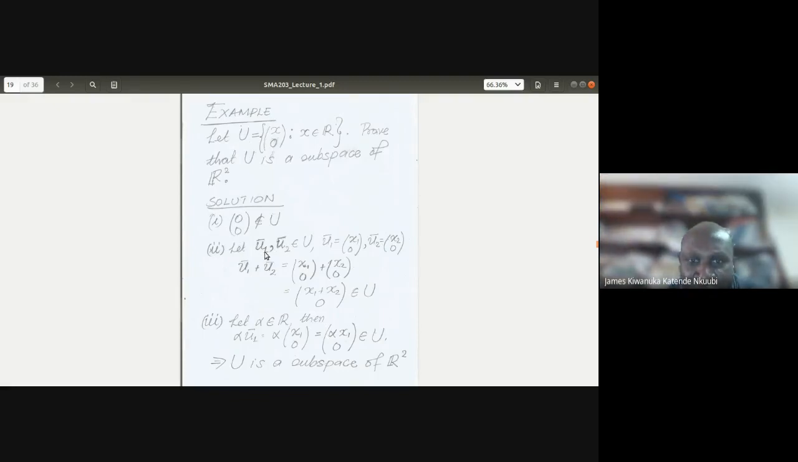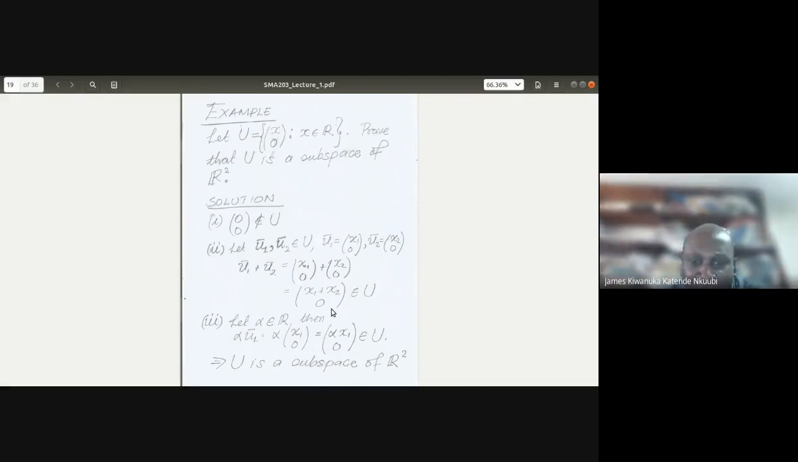Now, if you pick any two vectors in U, let's call them u1 and u2, and we add them, we still get another vector which is in U. Because again, the only requirement is that the second component must be 0. And that still holds after we add the vectors. So the second property is satisfied.